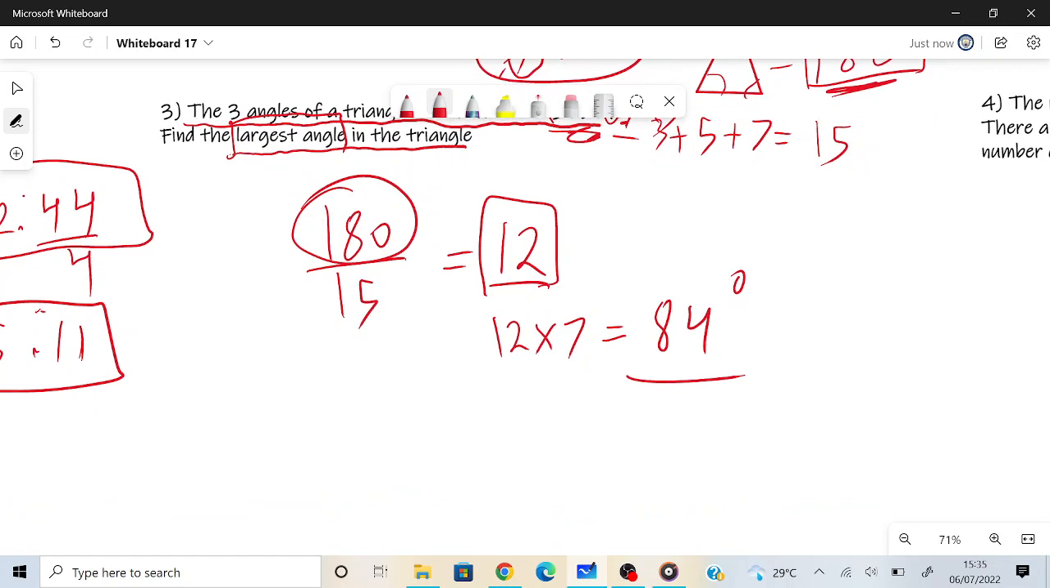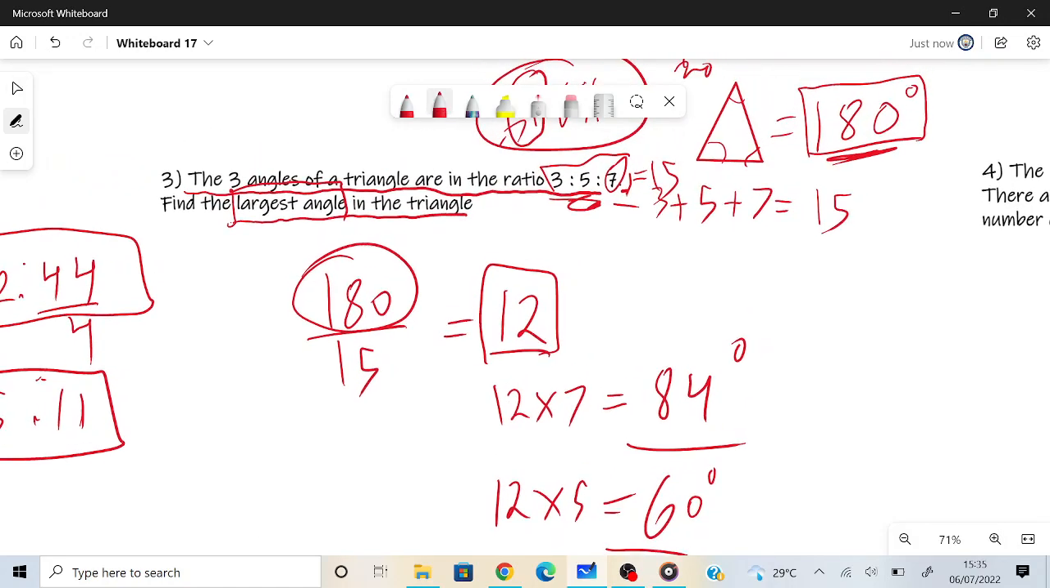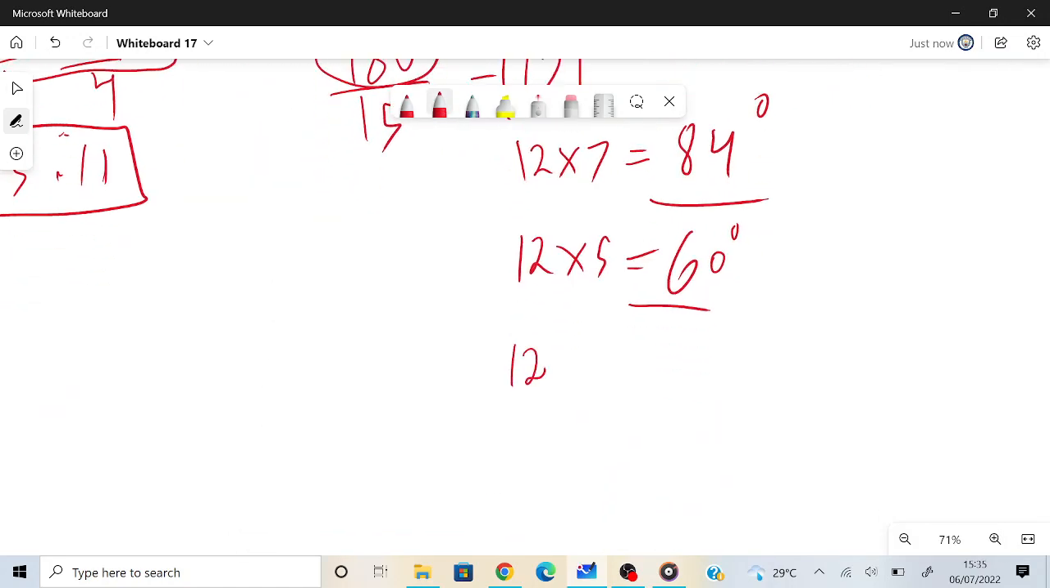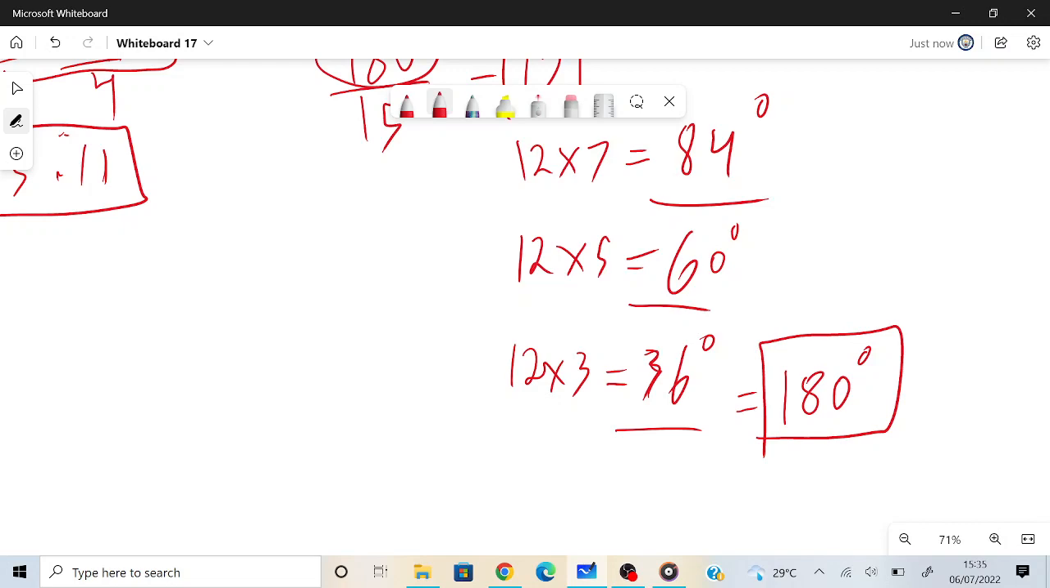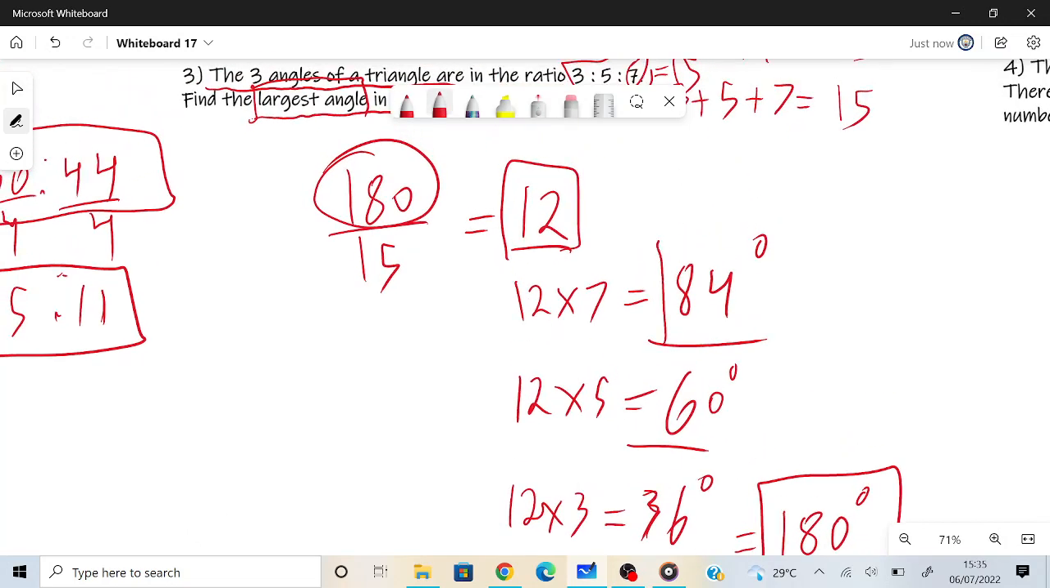If you want to confirm your answer, you can do the same method for the rest. So let's do 12 times 5. 12 times 5 would give you 60 degrees. And then let's do 12 times 3. That would give you 36 degrees. And if you add up all of this, this should give you 180. So 60 plus 36, 96 plus 84 gives me 180 indeed. So this shows that our answer of 84 degrees is correct.